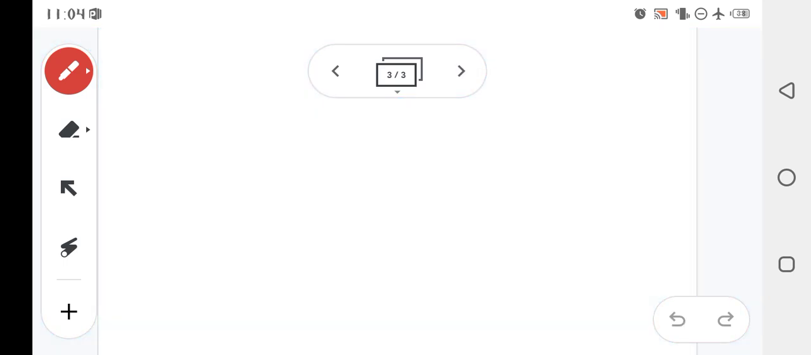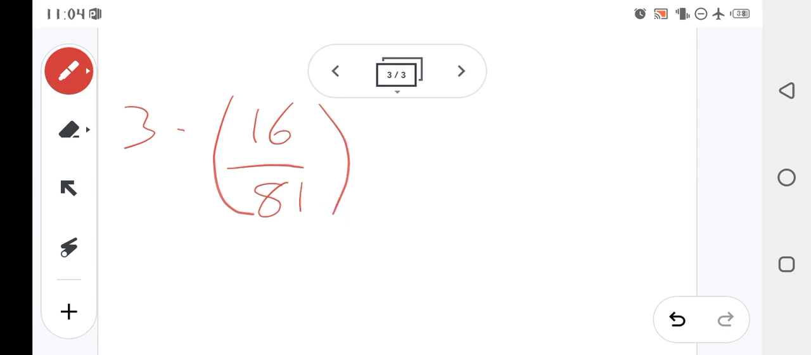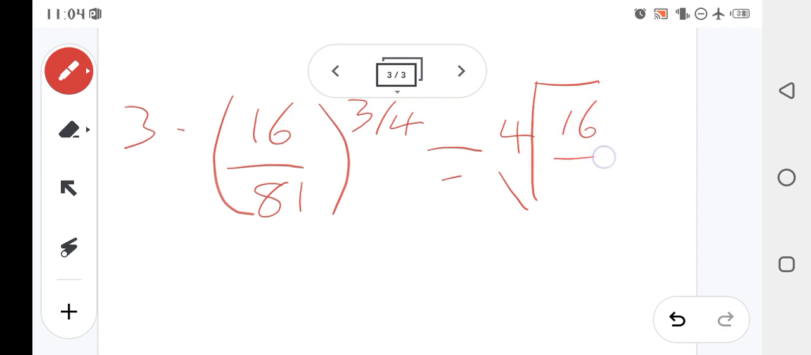So let's take another example that has to do with fraction. Let's say example 3: 16 over 81, everything raised to the power of 3 over 4. Remember, it's still the same thing. What you simply do is take the fourth root of 16 over 81, everything raised to the power of 3.